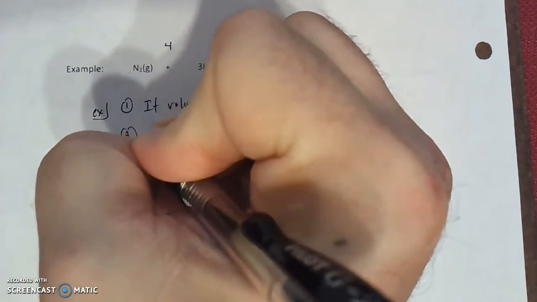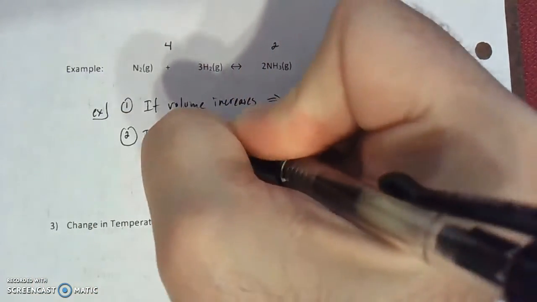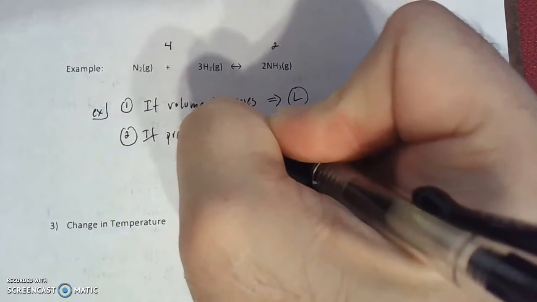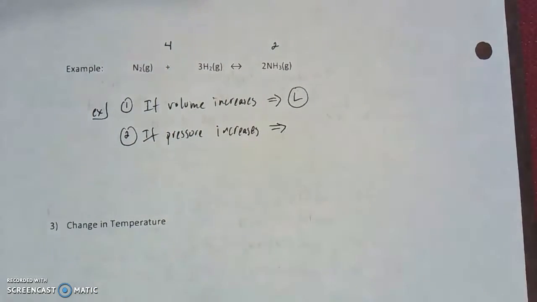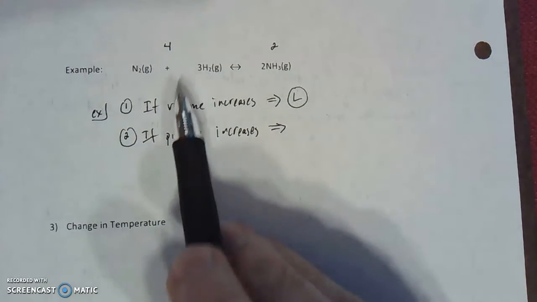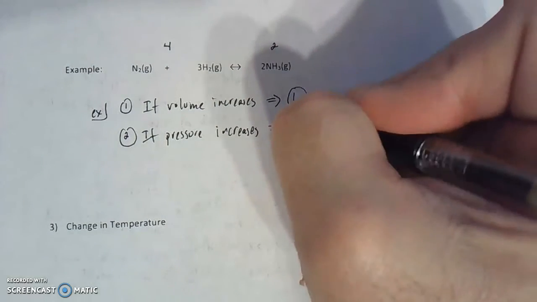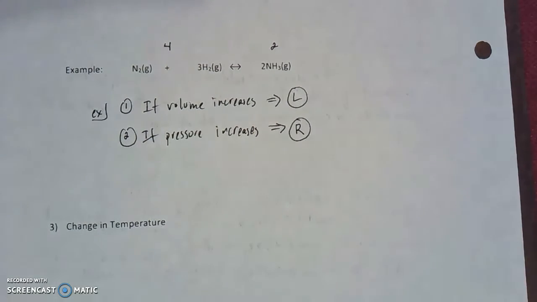Number 2. If pressure increases, well, if we increase the pressure, the volume decreases. We have less space. It wants to have a little bit more space, so it's going to go to the side that has fewer number of moles, and that is going to be to the right side.